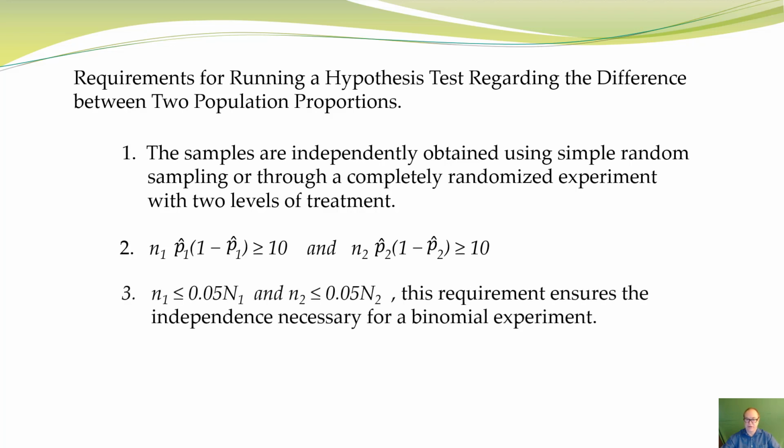Now also from Chapter 10, we said the sample size had to be less than or equal to 5% of the population. So the same thing holds true here, but we have to do it for both samples. So n sub 1 is less than or equal to 5% of population 1, and n sub 2 is less than or equal to 5% of population size n2. This requirement ensures the independence necessary for a binomial experiment. Those are the three requirements for running a test regarding the difference between two population proportions.